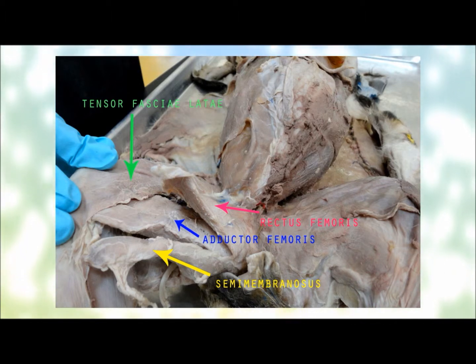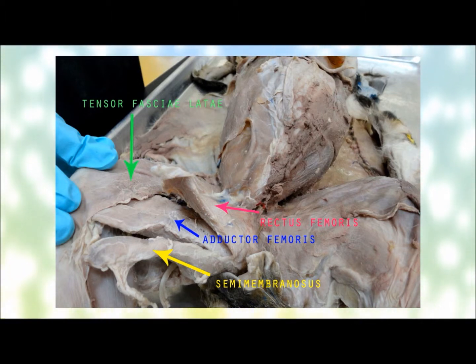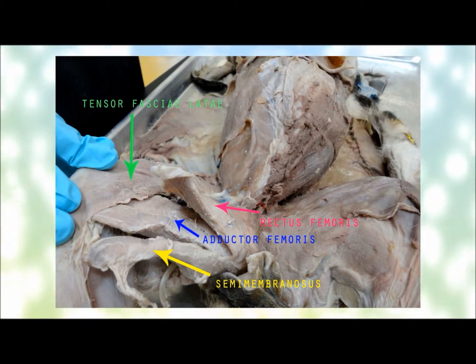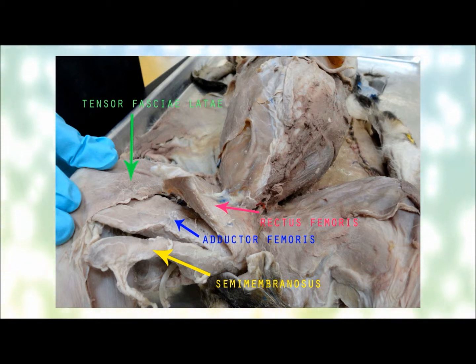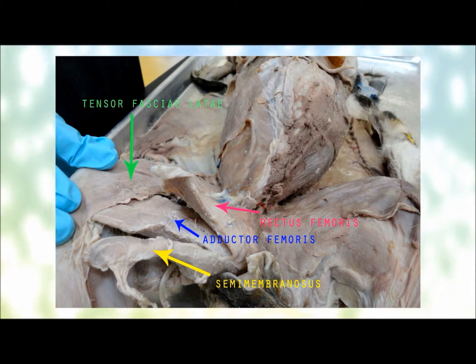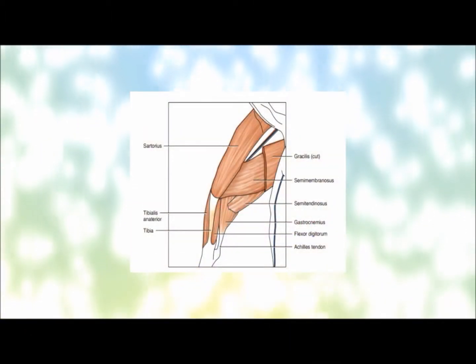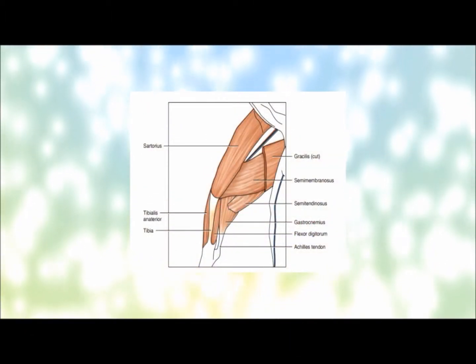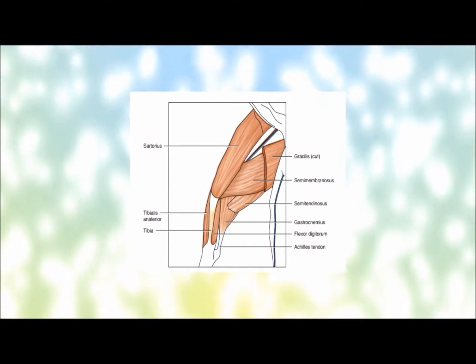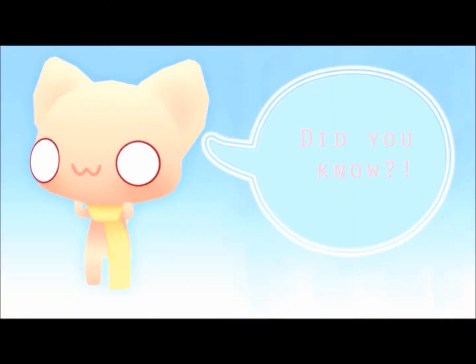Tensor fasciae latae is the muscle going down the front of the legs. The anterior muscle of the thighs is the rectus femoris, and next comes the adductor femoris. And the posterior muscle is the semimembranosus. Did you know that muscles can separate bone and cells when the connective tissues are removed?